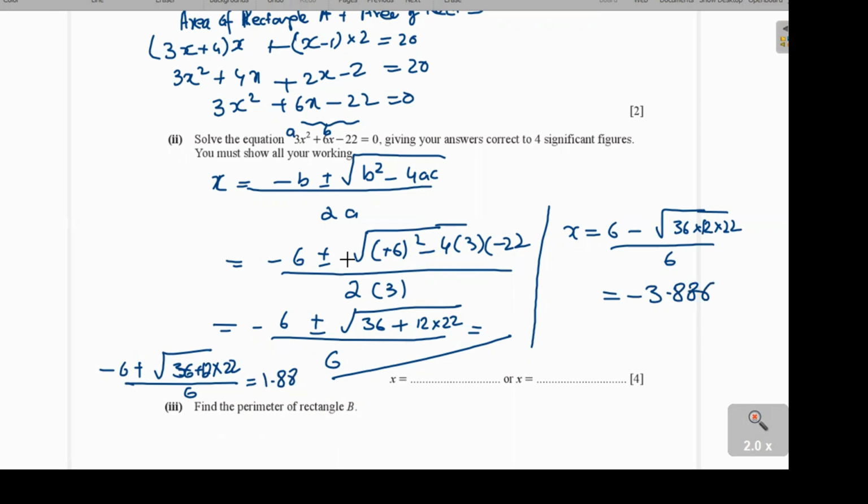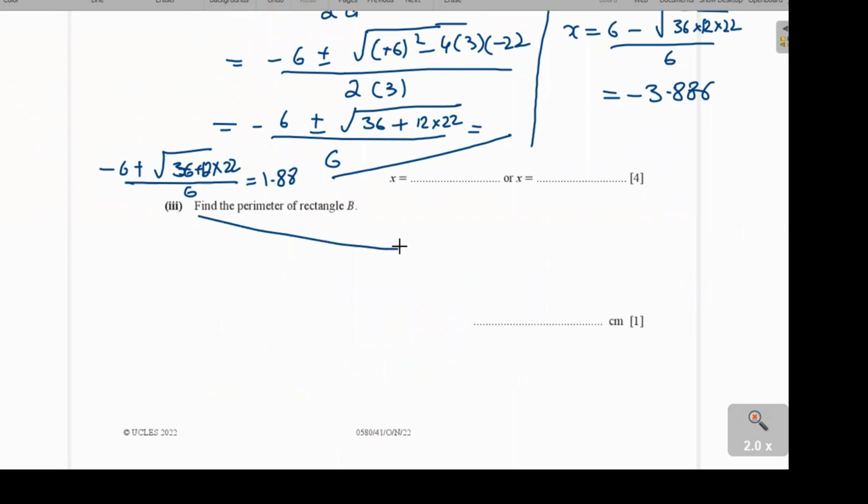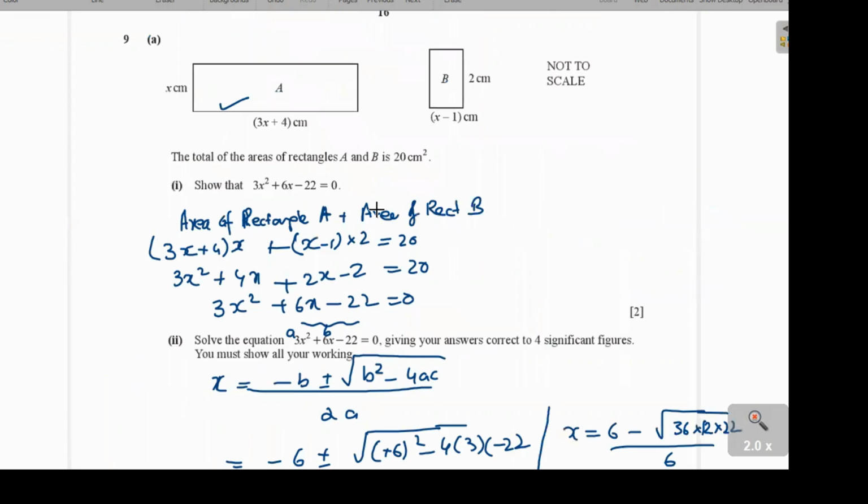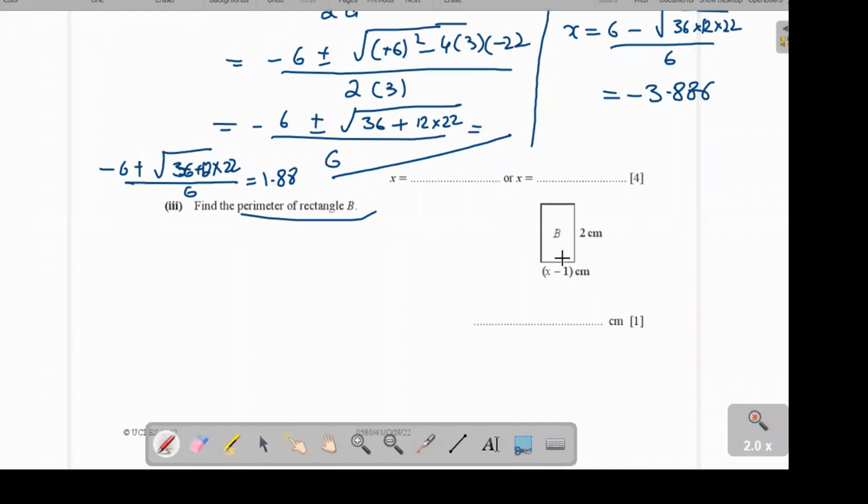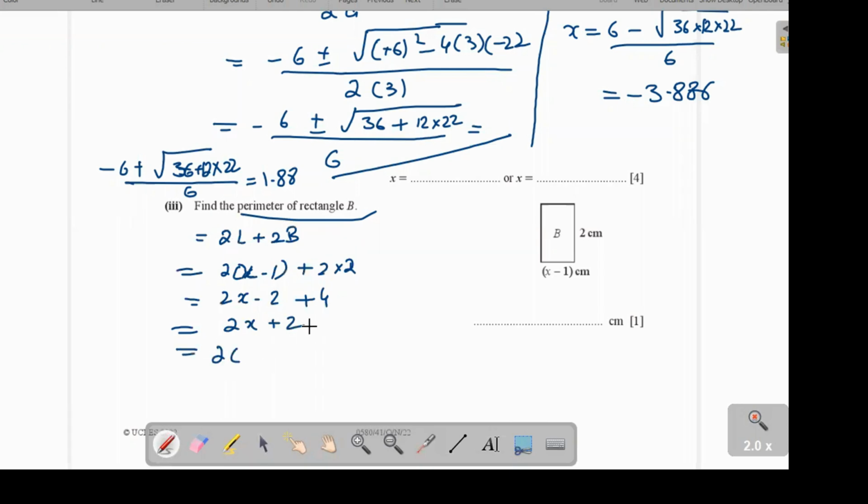Now the next part is to find the perimeter of rectangle B. You see here this is rectangle B. The perimeter of rectangle B will be equal to 2 times length plus 2 times breadth. Here the length is x minus 1, plus 2 times the breadth, which is 2. Therefore that is equal to 2x minus 2 plus 4, which is 2x plus 2. Here x is 1.886.